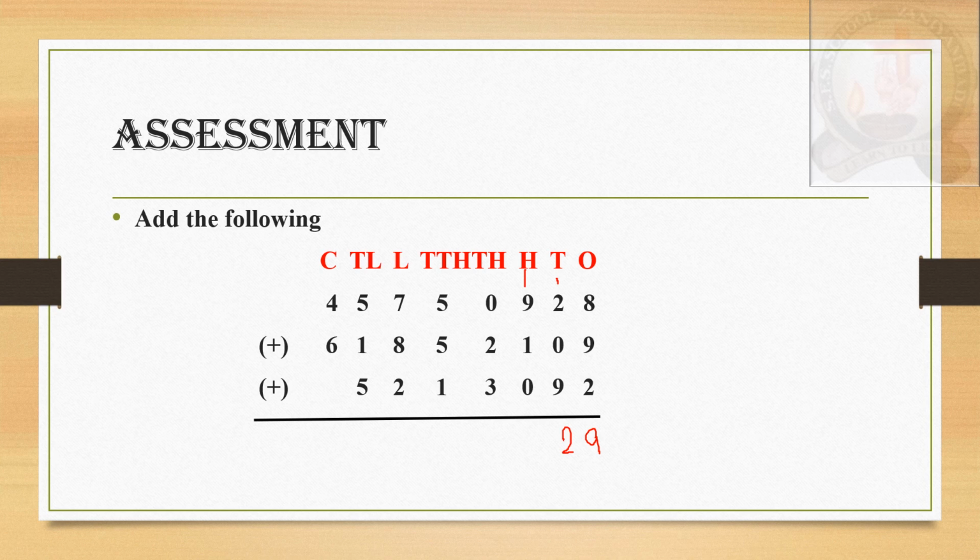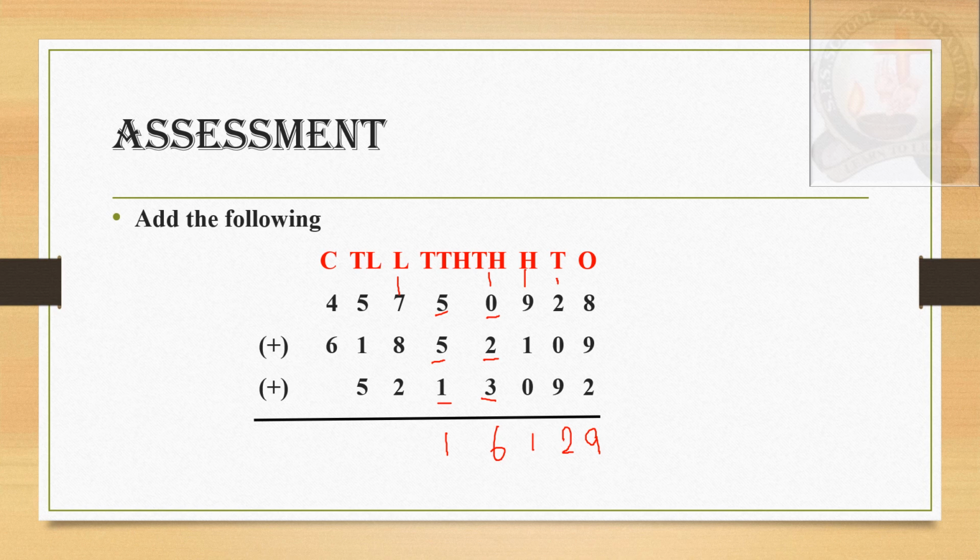So 1 plus 9 is 10, 10 plus 1 is 11. For 11 you should write 1 and 1 carry to the next digit. 1 plus 0 is 1 and 1 plus 2 is 3, 3 plus 3 is 6. So 6 you should write, there is no carry here. Next 5 plus 5 plus 5 is 15. 15 plus 1 is 16. For 16 you should write 6, 1 carry to the next digit.